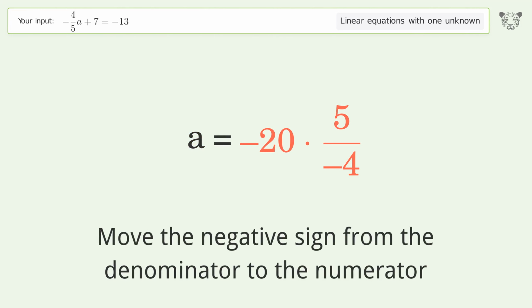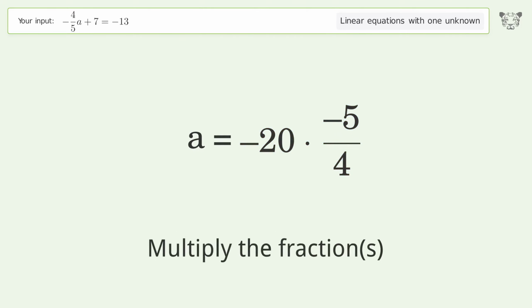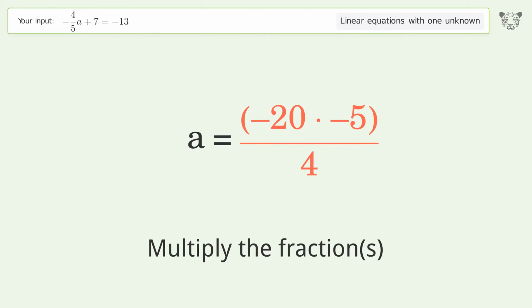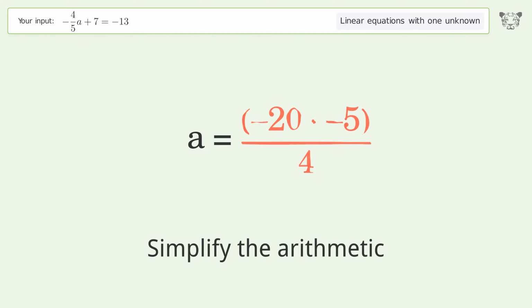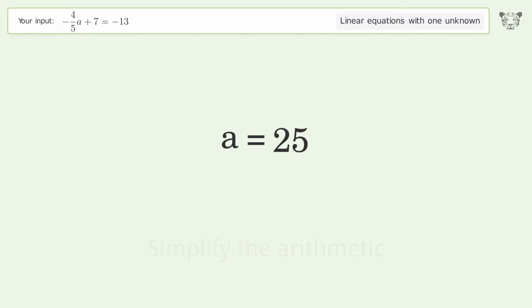Move the negative sign from the denominator to the numerator. Multiply the fractions. Simplify the arithmetic. And so the final result is a equals 25.